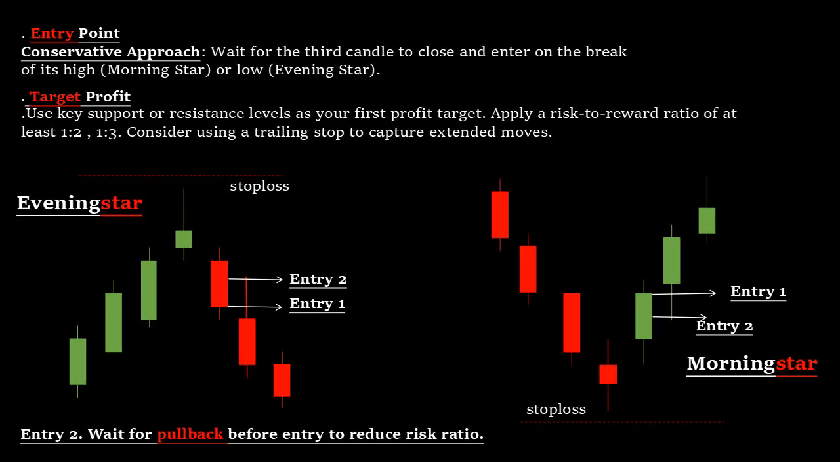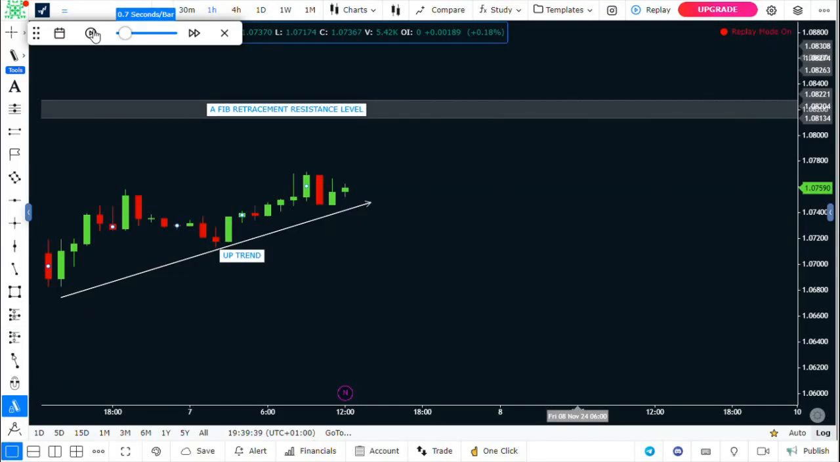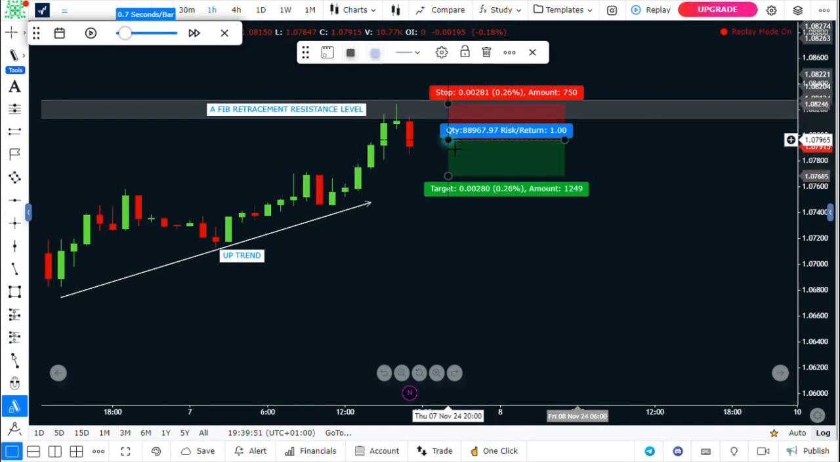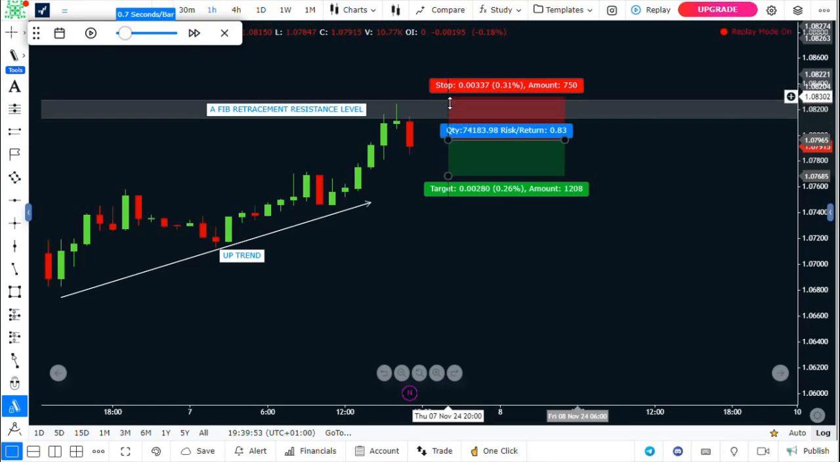Now let's see these patterns in action with some live chart examples. First up, we have the EUR-USD 1-hour time frame. Here, the price is trending bullish, approaching a resistance level. We see a strong rejection followed by a bearish candle, forming a perfect evening star pattern. This is our signal to go short. Place your stop a few pips above the pattern and target the next support level.